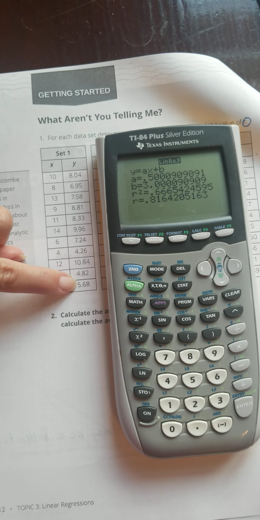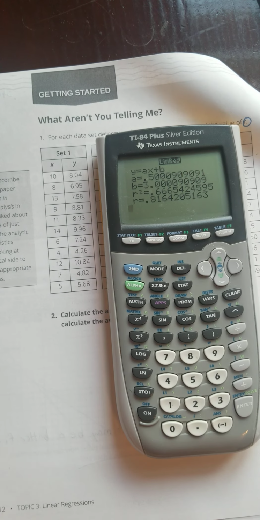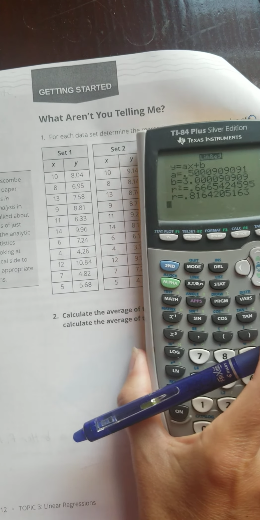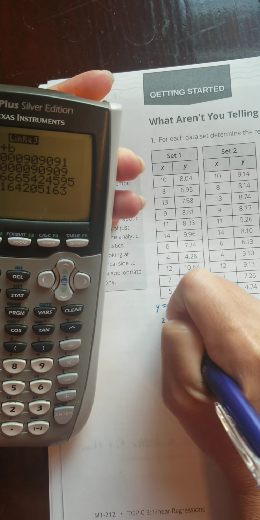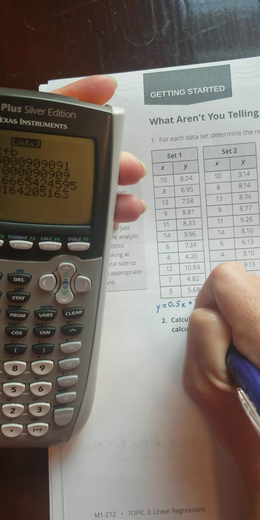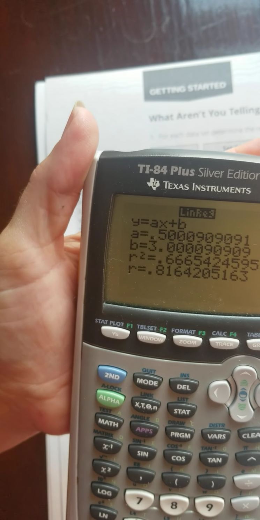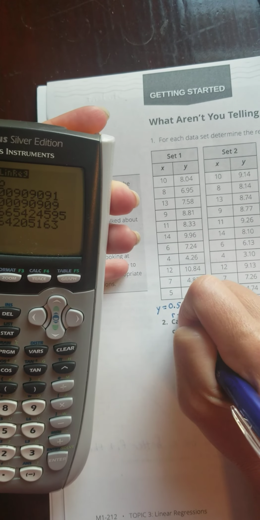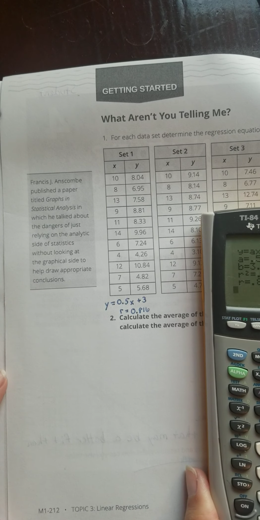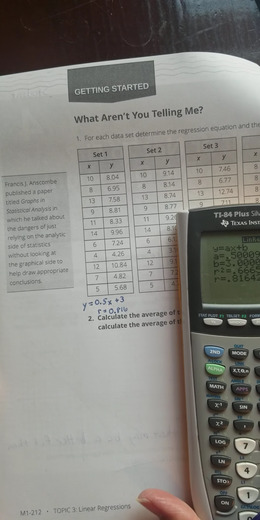All right, so let's take a close look at this data. We've got a linear regression line for set A, and that would be y equals 0.5x plus 3 based on the data. My R is 0.816. Not very strong, is it? Continue this process for the rest of the data sets.